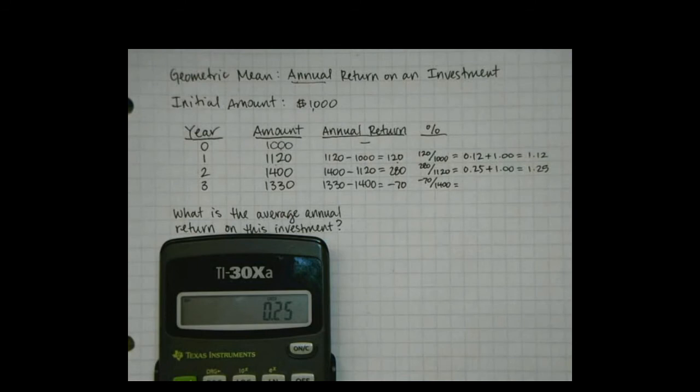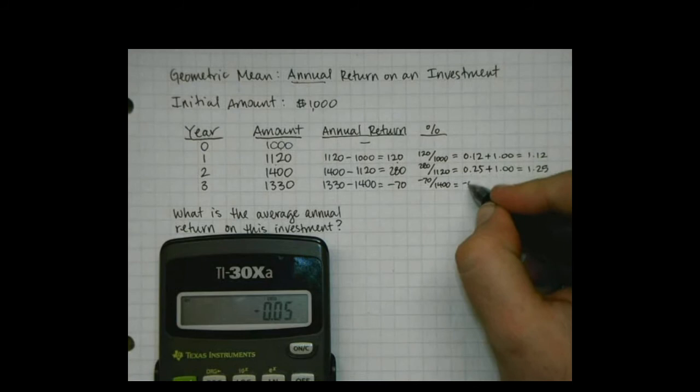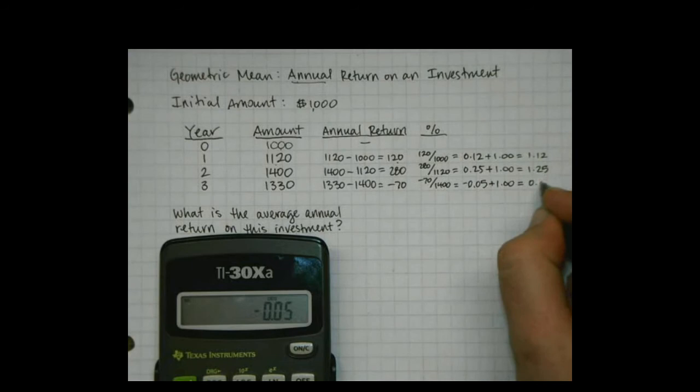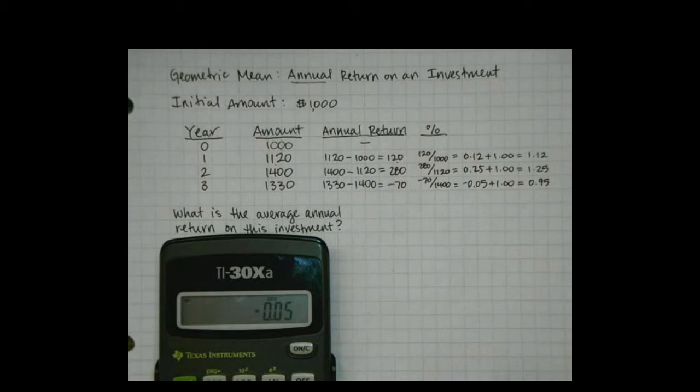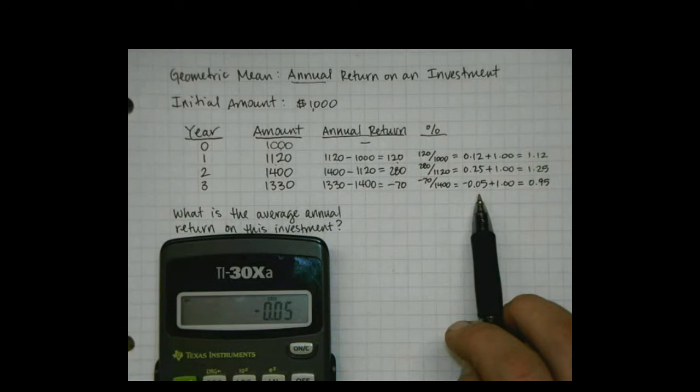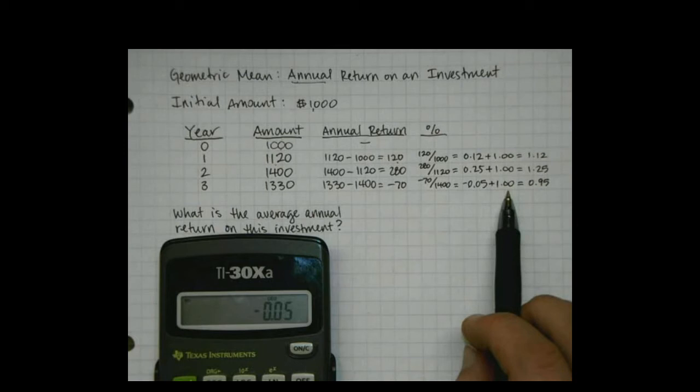Now this one shrunk 70 out of the original 1,400. That's negative 0.05. Remember, it's coming off our original 100%. So really in this case the number is 0.95. It's not a negative. If you left this as 0.12, 0.25 and negative 0.05, this would come out very wrong. Remember, with investments it's almost always important to remember the original 100%.